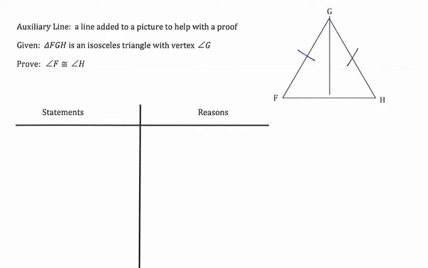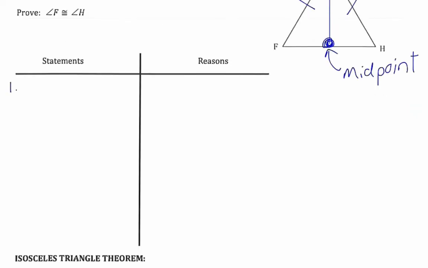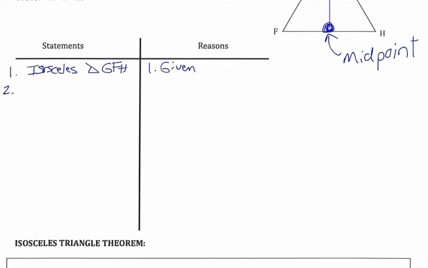I can use that line to separate the isosceles triangle into two triangles. But what I'm going to do is draw it in such a way that I am purposely drawing it to the midpoint of HF. So I've constructed that line to the midpoint. So my proof is going to start with simply the given information. I was given isosceles triangle GFH.